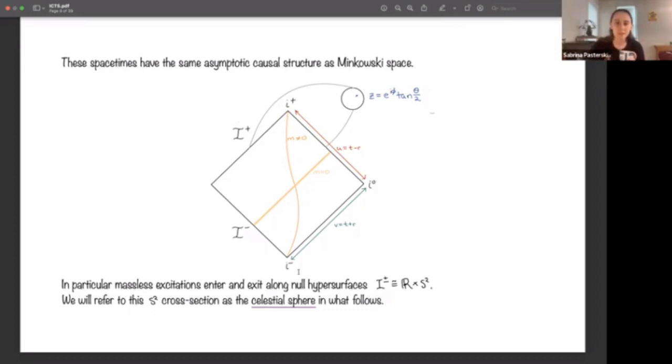And so basically these null hypersurfaces are a real coordinate, which is the advanced or retarded time, times the celestial sphere. And then a massive particle, by contrast, would go from past timelike infinity to future timelike infinity. And then all of these interesting antipodal matching conditions that are key to tying together the in and out states are happening at spatial infinity here.